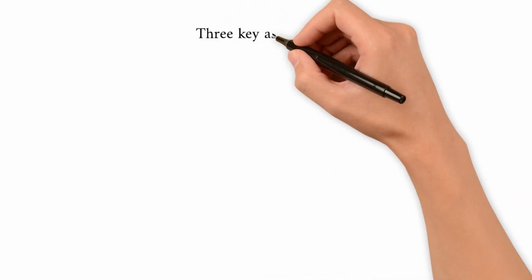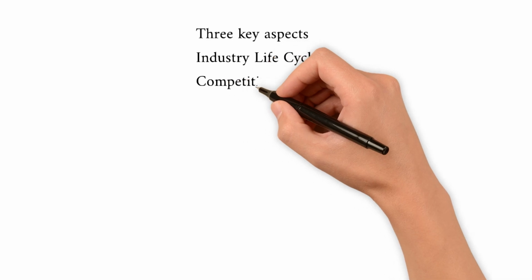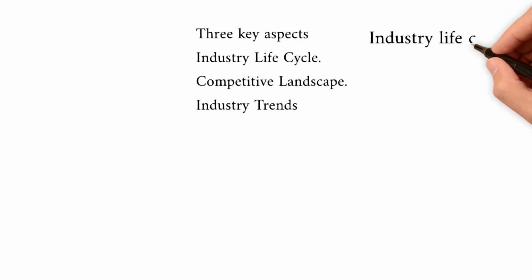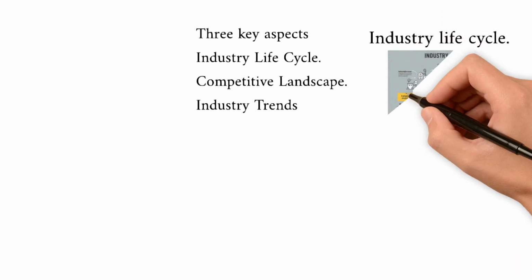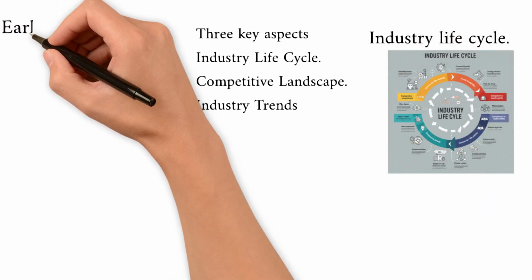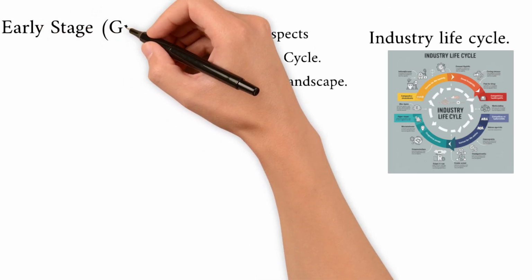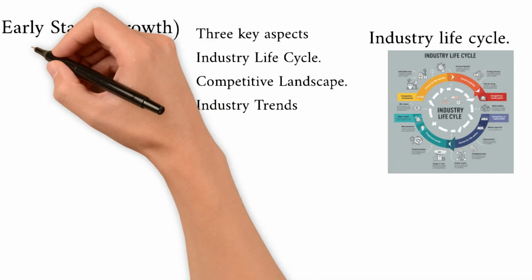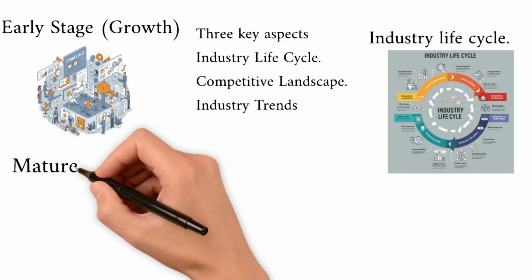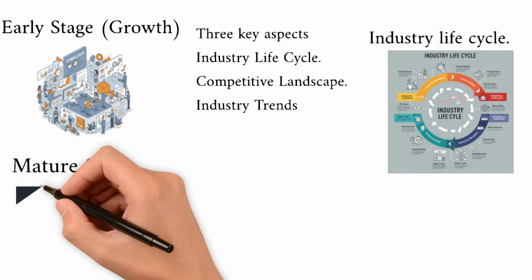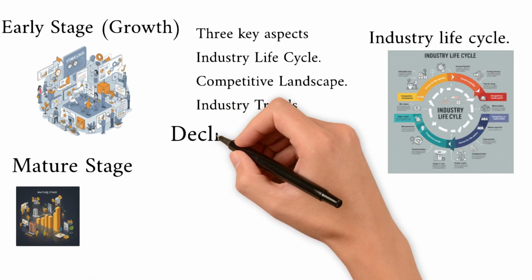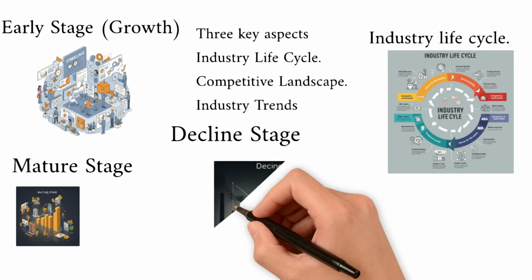We shall be looking at three key aspects: industry life cycle, competitive landscape, industry trends. Industry life cycle. Understanding where an industry sits in its life cycle can help you identify potential opportunities and risks. Early stage, growth. This is the exciting phase. Think about the early days of the internet. High growth, lots of innovation, but also high risk. Mature stage. The industry has stabilized. Growth may slow down, but profits are more predictable. Decline stage. Demand is falling, and companies may start to struggle.